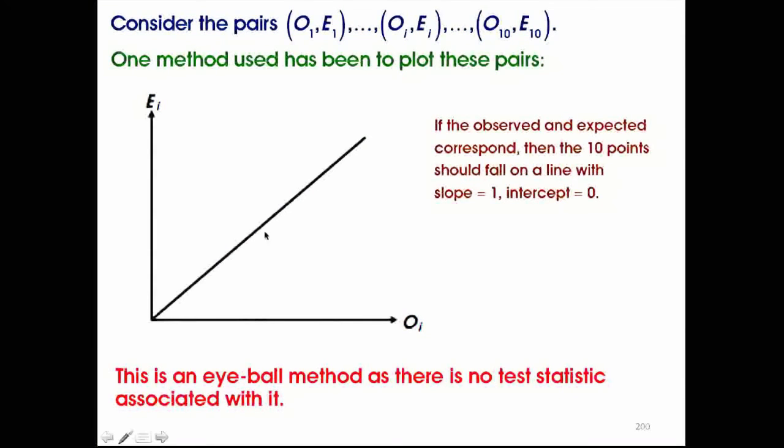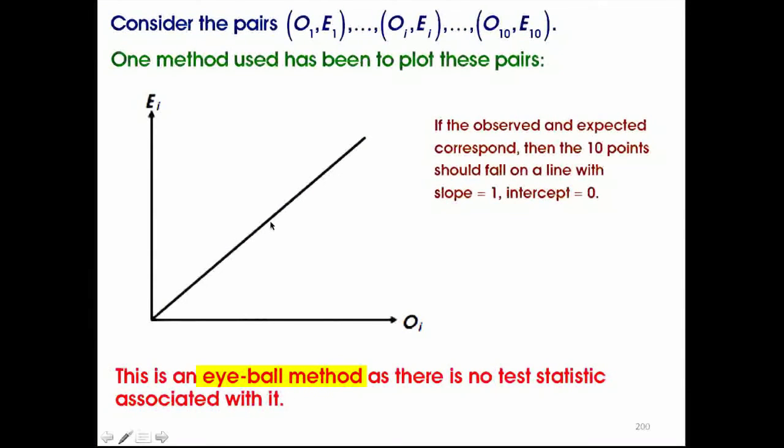But the problem with this method is that it is an eyeball method. You look at it and there's no p-value associated with it. There are no lights that turn on and say, aha, this is a bad fit. You look at it and decide whether you think the drift of the points about this 45-degree line is serious enough to think that the model doesn't fit.